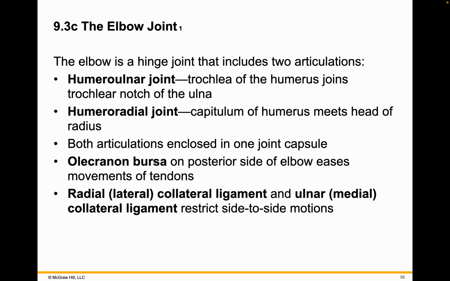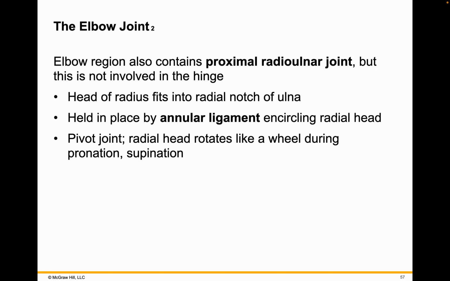The elbow joint has 2 articulations, the humeroulnar and the humeroradial joint. Both articulations are enclosed in a single capsule. There's an olecranon bursa on the posterior side of the elbow that eases the movements of the tendons, and a radial collateral ligament, and an ulnar collateral ligament that restricts side-to-side motions.